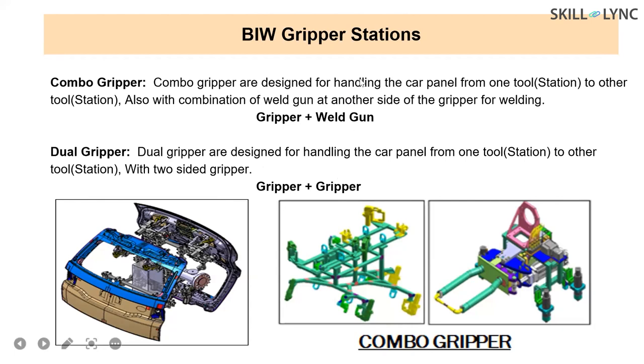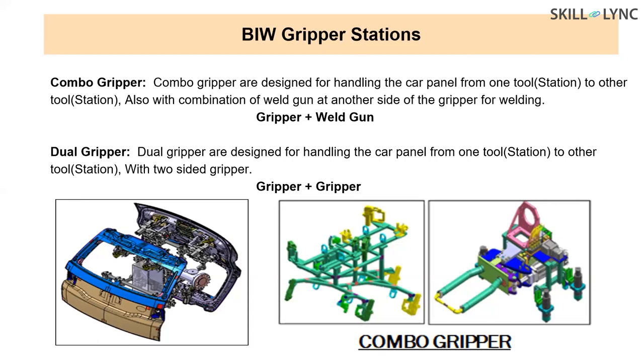Consider I'm going to assemble car doors. I will have the car left side door as well as the right side door. I want to assemble both together at the same time. So I can hold the components using a dual gripper: one component on the LH side and one component on the RH side. Clear? So this can be used for a dual gripper.